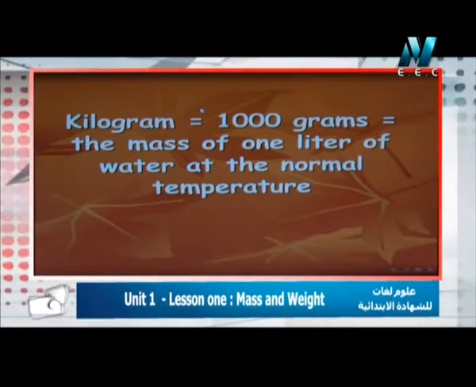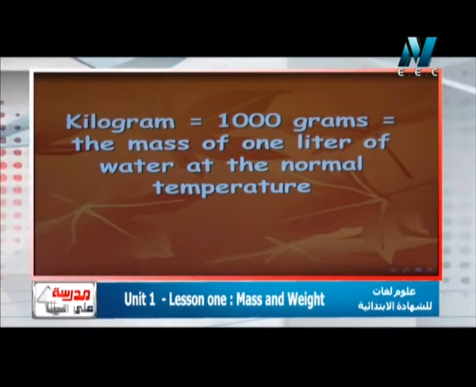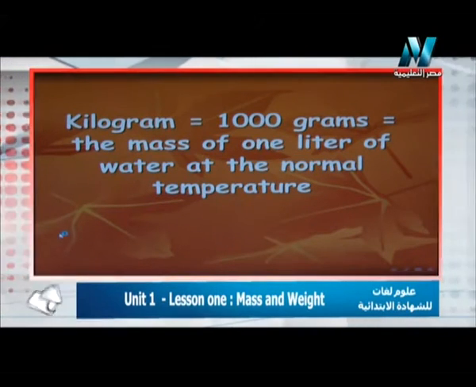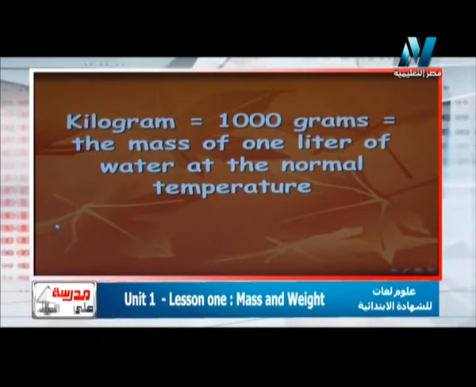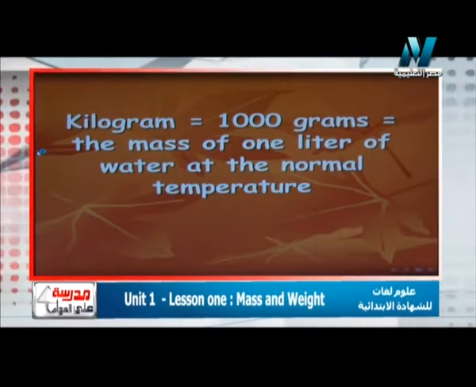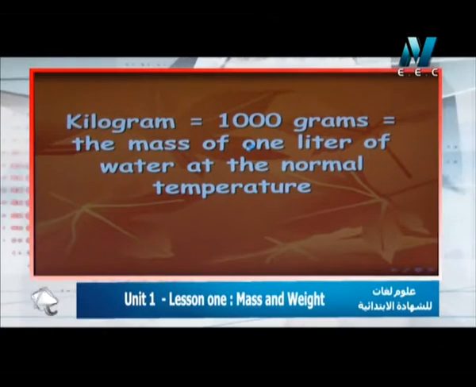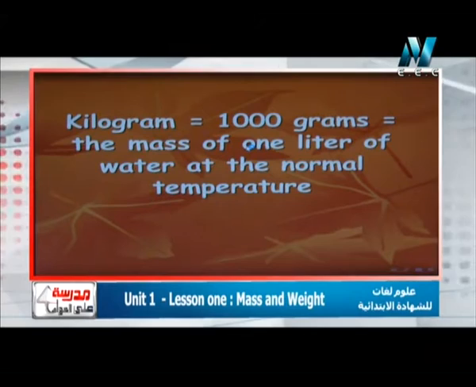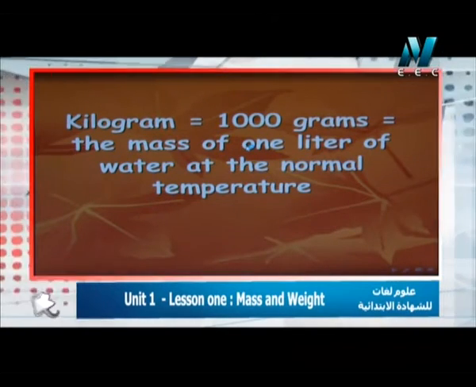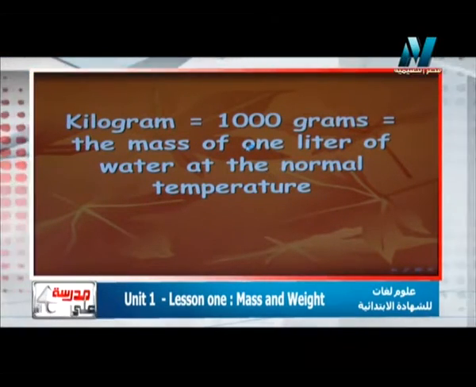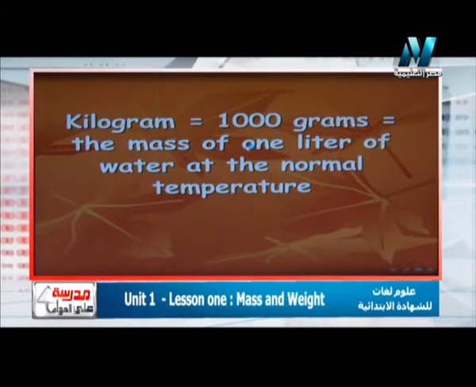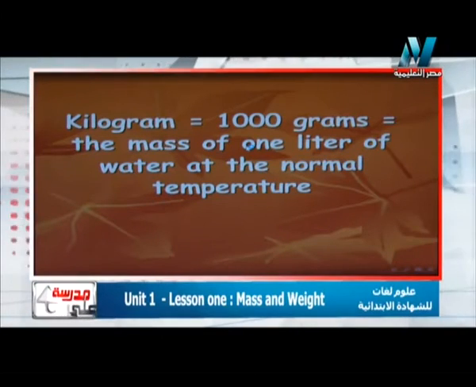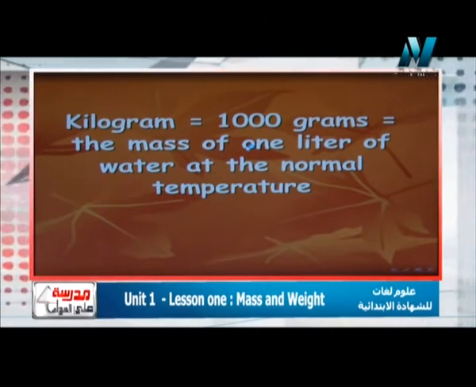Again, 1 kilogram equals 1000 gram, and this is the mass of 1 liter of water at the normal temperature. دي كتلة لتر ميه at the normal temperature. So to differentiate between gram and kilogram, gram is the mass of a paper clip. الجرام هو كتلة دبوس ورق أو دبوس صغير جدا، دبوس الإبرة يعني. But 1 kilogram is the mass of 1 liter of distilled water. كتلة لتر مقطر من المية النقية جدا.